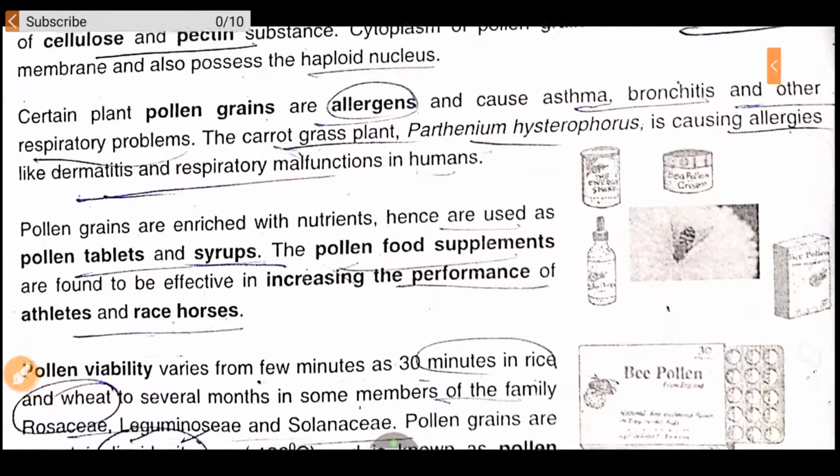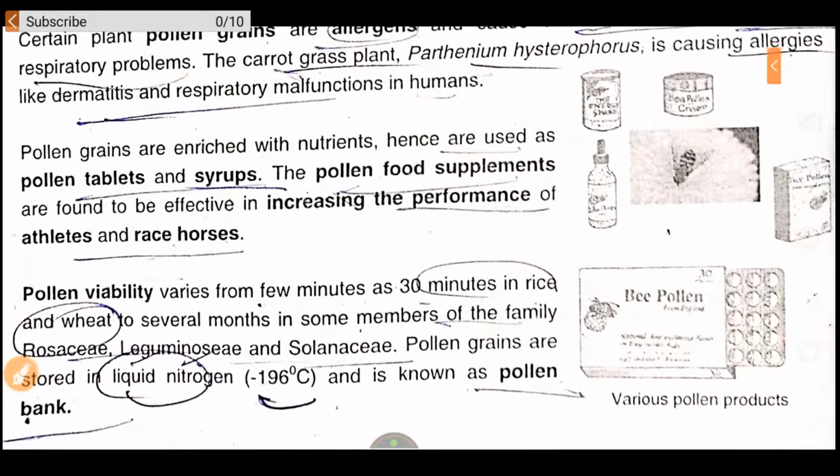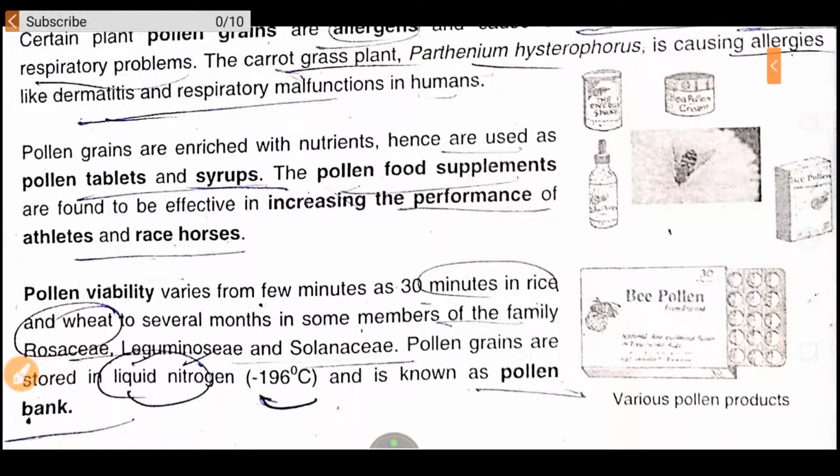Pollen grains are enriched with nutrients, hence they are sold as pollen tablets and syrups. The pollen food supplements are found to be effective in increasing the performance of athletes and racehorses. You can see the diagram of the syrup bottle and the pollen tablets. Okay. Pollen viability varies from a few minutes, as 30 minutes in rice.